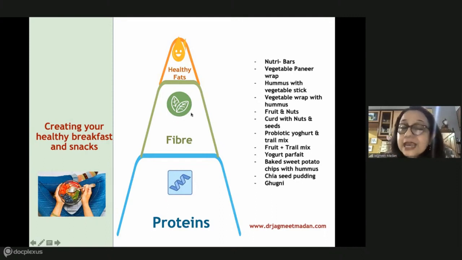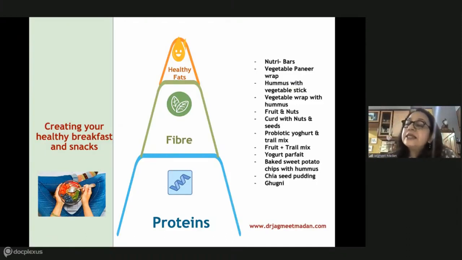The second important non-nutrient component, but it is like a nutrient, is dietary fiber. It is so very important, not only in the management of obesity. We have studies to show that the moment you up your fiber intake, your body fat goes down, right? And not only that, it also has a direct correlation with your gut microflora.